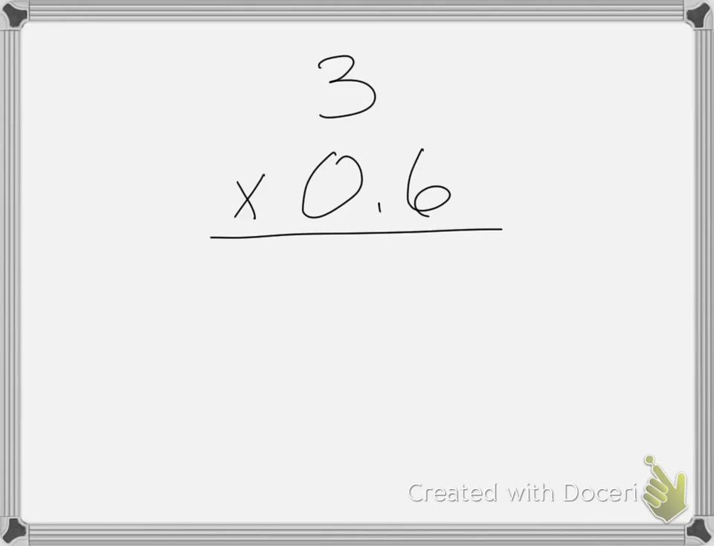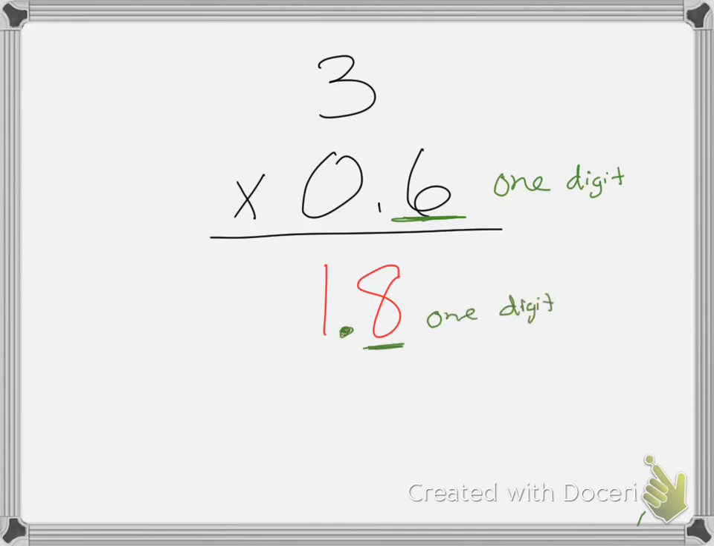So in this case, I'm going to ignore the decimal, pretend it's not there, and I'm just going to do 6 times 3. Well, 6 times 3 is 18. Now I need to count how many decimal places there are. So if I count it, there's 1 decimal place. So we could say that there's 1 digit to the right of the decimal place. So that means I need to have 1 digit to the right of the decimal place in my answer. So the answer is going to be 1.8.